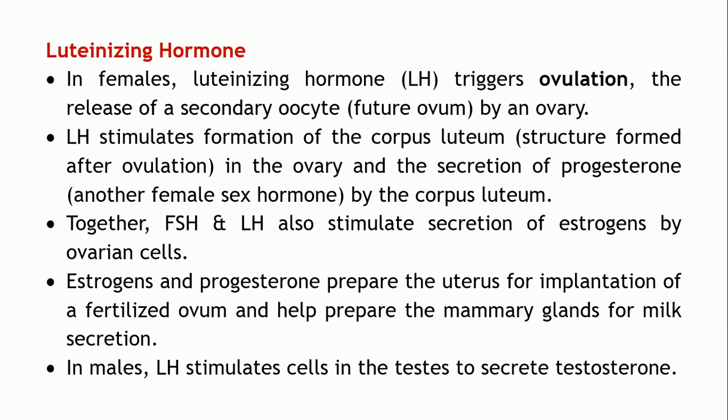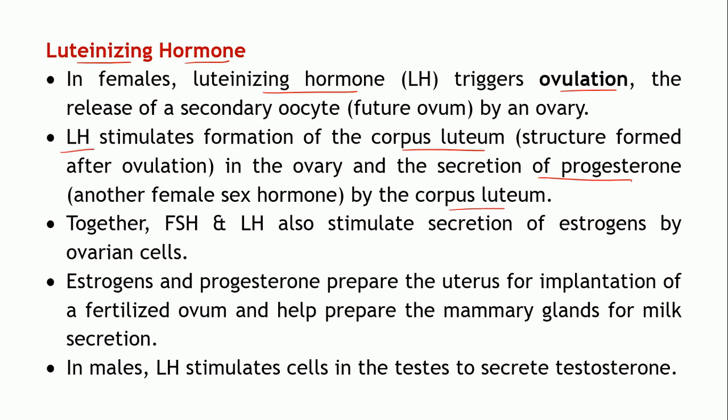Then the next hormone is the luteinizing hormone, one more hormone produced by the gonadotropes. In case of females, luteinizing hormone or LH triggers the ovulation, that is the release of the secondary oocyte, the gamete. That process is known as ovulation. Also, this LH stimulates the formation of the corpus luteum, that is the structure which is formed after the ovulation has taken place. Also, the secretion of progesterone by the corpus luteum is under the control of luteinizing hormone.